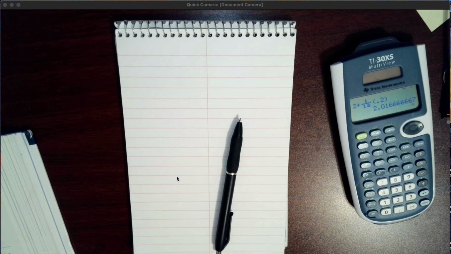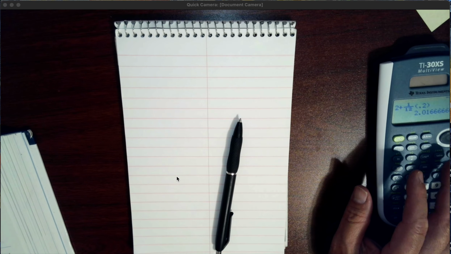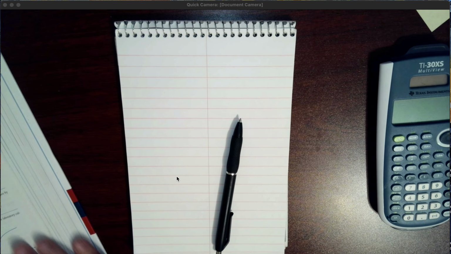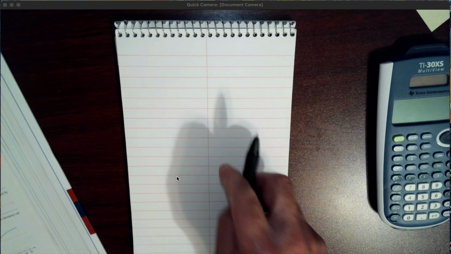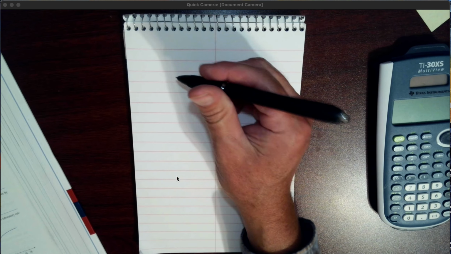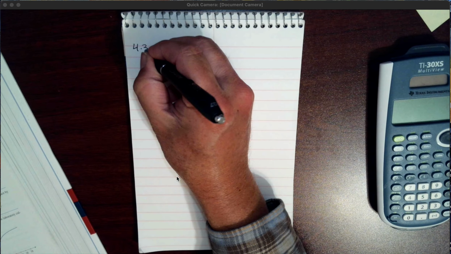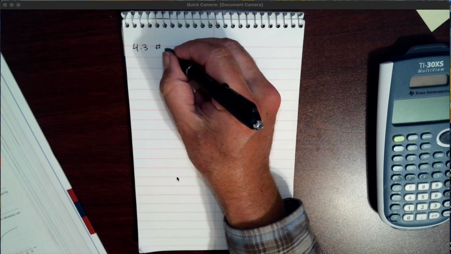But don't forget, you need to practice all of the ones that I indicated. I don't have time to do 10 complicated examples. It would take a long time, but you really need to practice that to get good at it. All right, so let's try number 45 on 4.3.